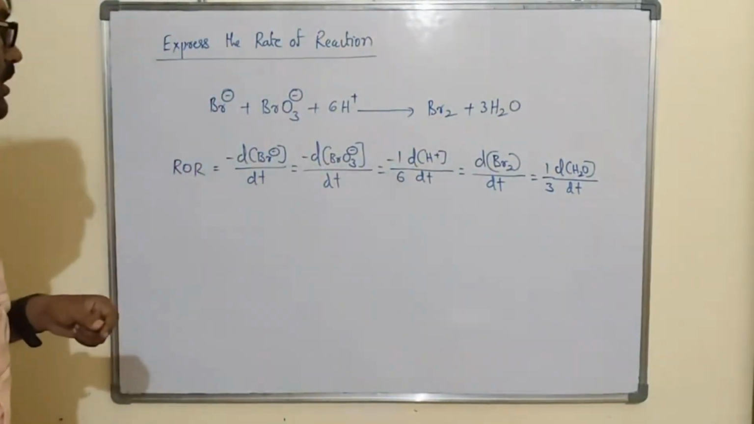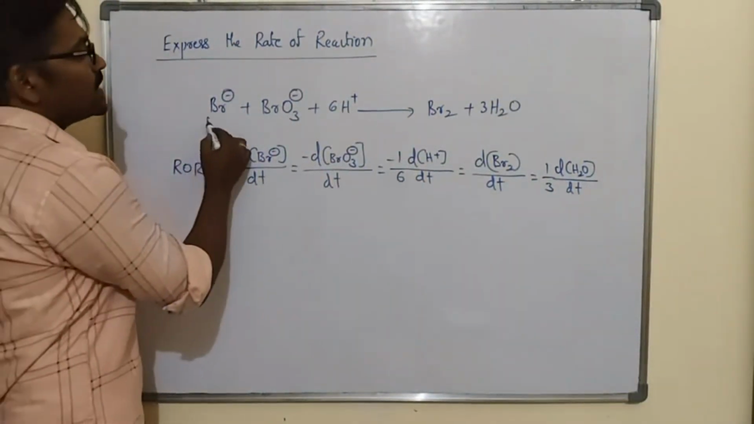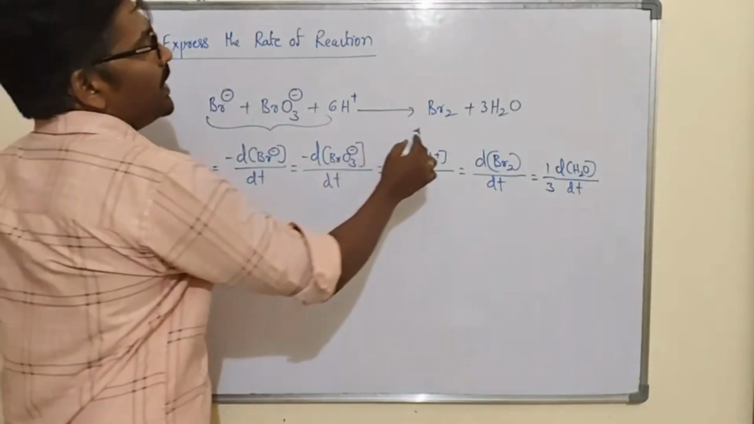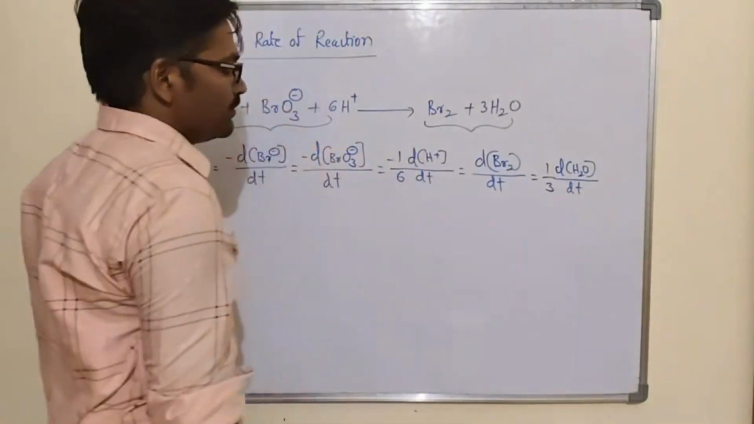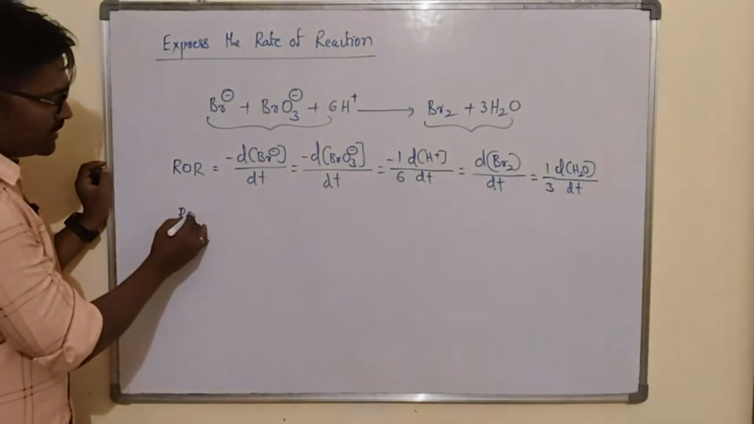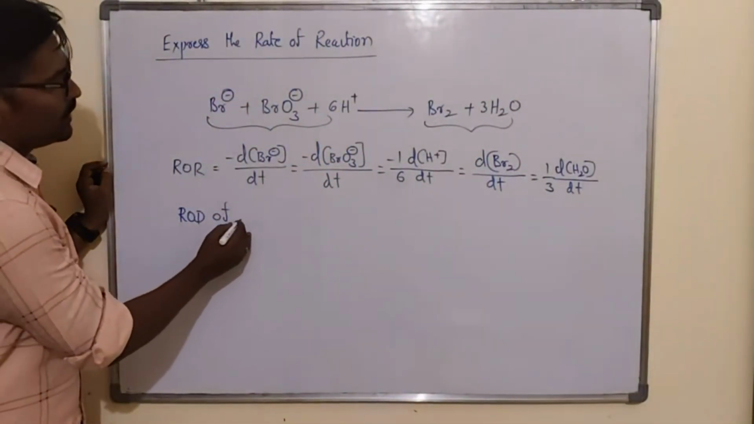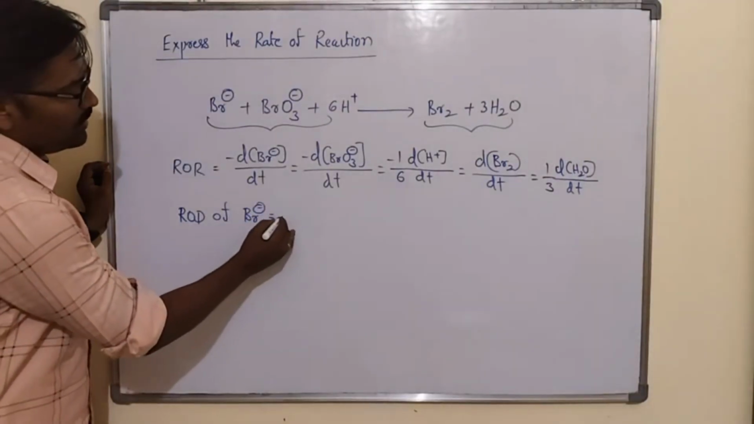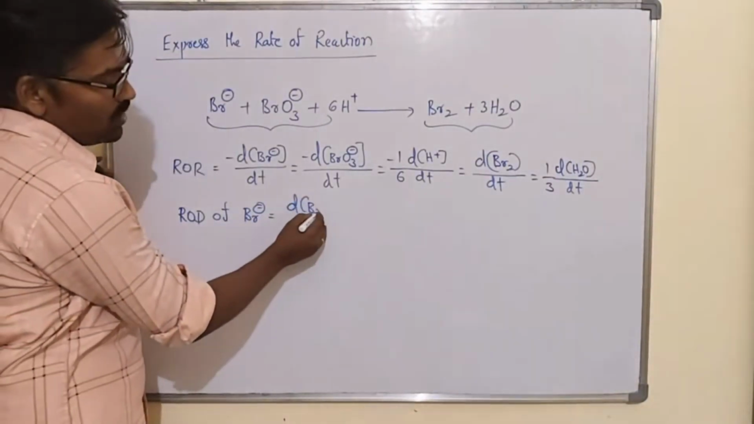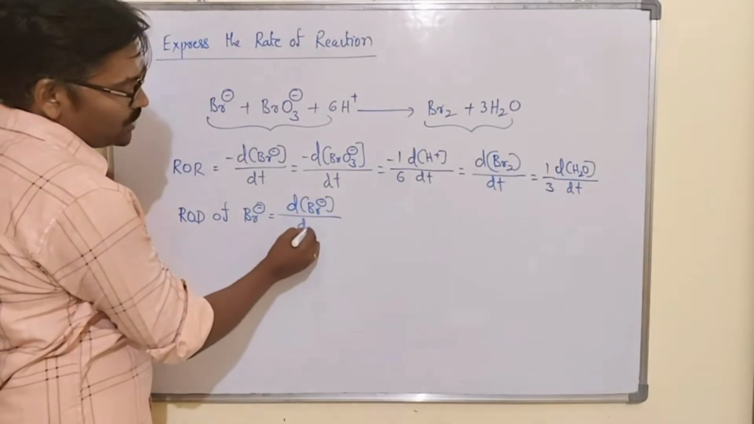Clear, my dear students? In case of rate of disappearance of reactants, then rate of appearance of products, if you take, so rate of disappearance of Br minus if you take, then you can take dBr minus divided by dt.